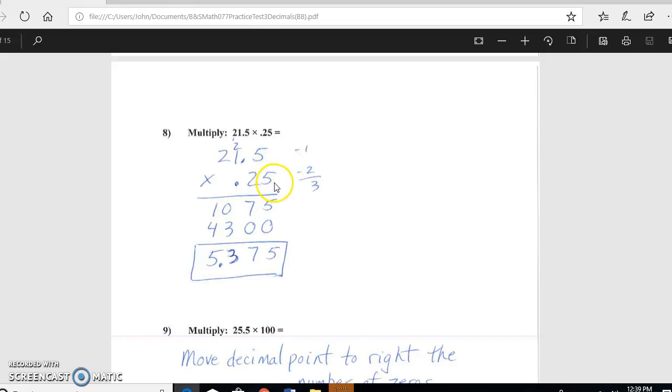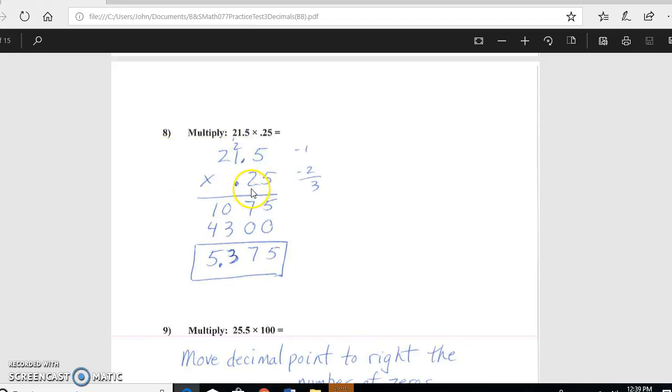We're going to take the 5, the bottom number, the digit on the far right. 5 times 5 gives me 25, and I put the 5 here, and I carry the 2 over the place value to the left. And then I multiply again. 5 times the 1 is 5, plus 2 is 7. And then I'm going to multiply the 5 times the 2, and I have 10.